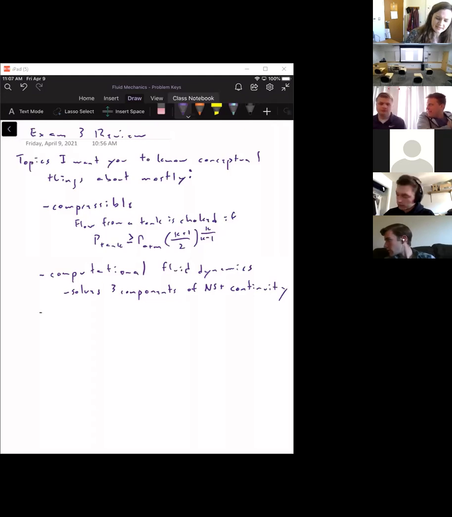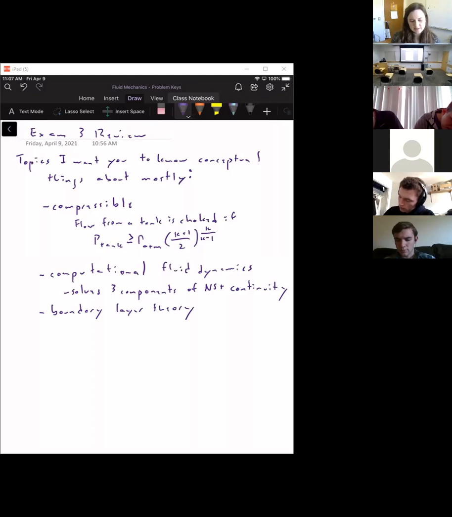And then boundary layer theory, we also mostly talked about in broad strokes. This is the boundary layer around the surface, where viscous forces are important.